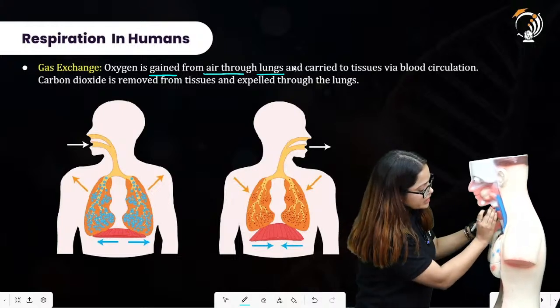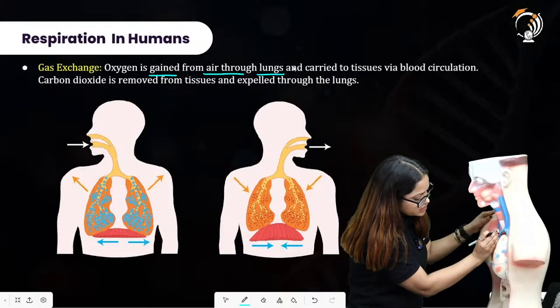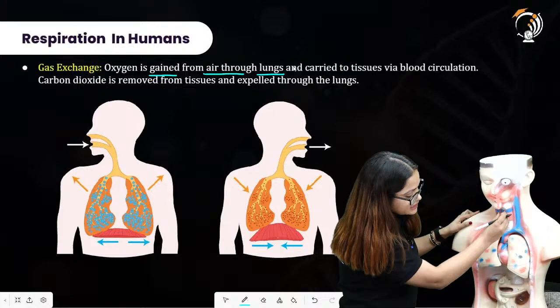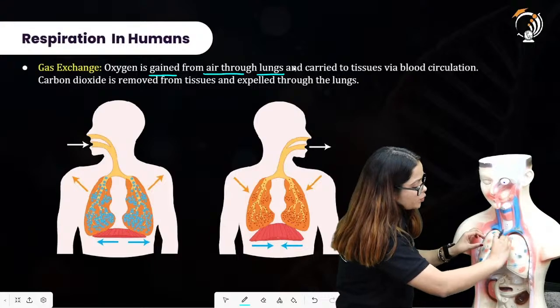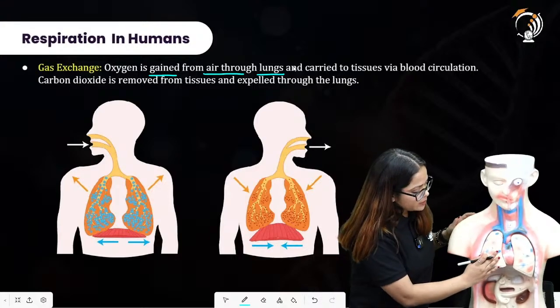Understood? So the trachea is going down over here. Then this particular pipe is going to distribute the air into both of these lungs. This is our right lung.